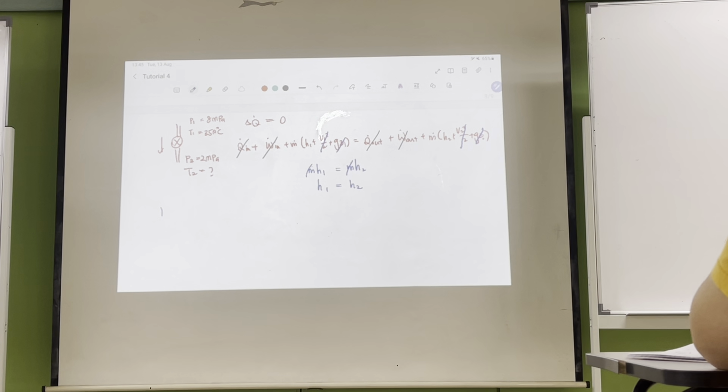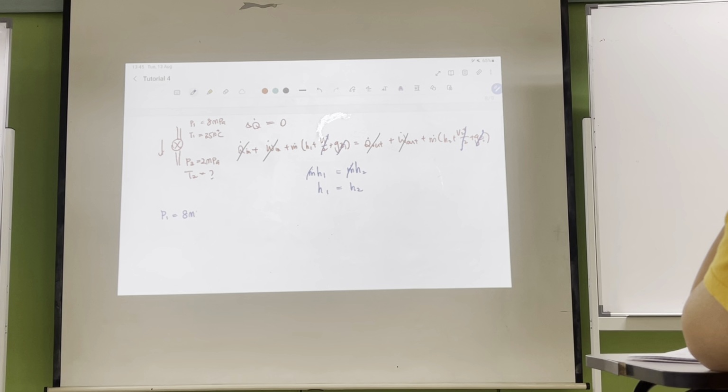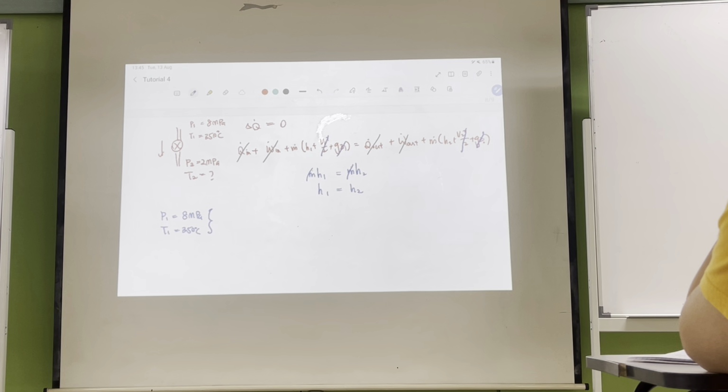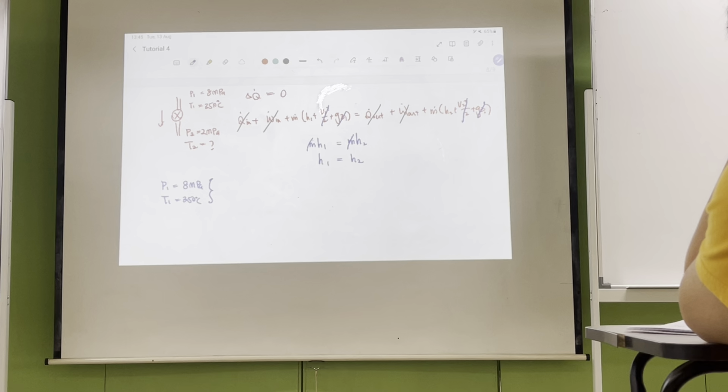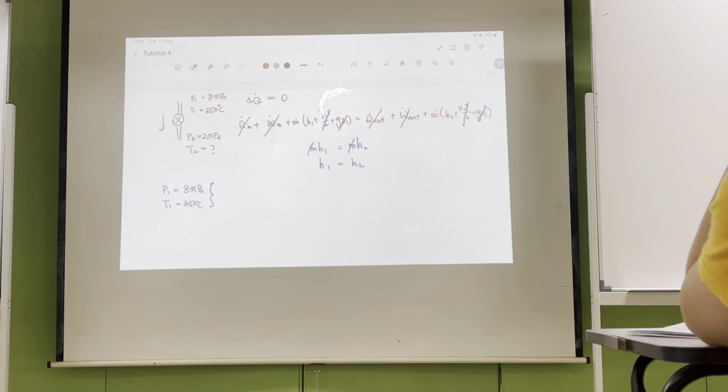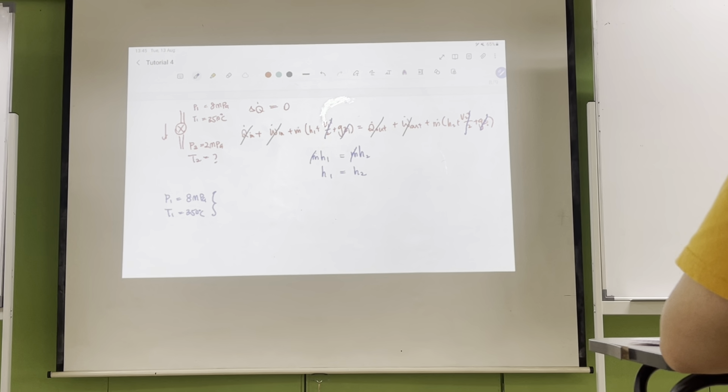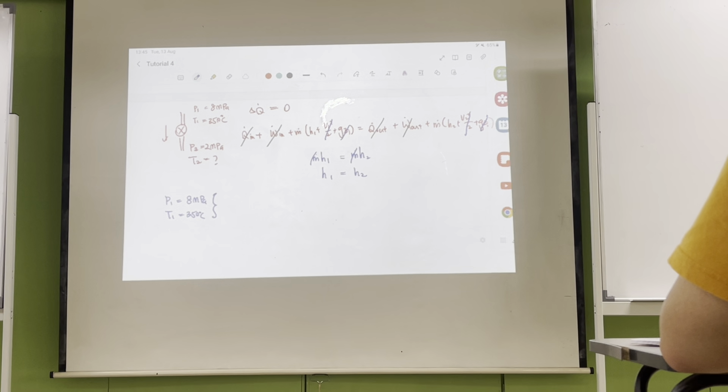You can see here that T1 is 350 degrees Celsius. You can check this in the properties table to obtain what H1 is, based on this temperature and this pressure. Actually, I'm not very sure what state this is. Let's see. Maybe we demo a bit.